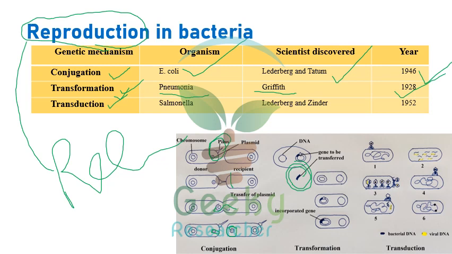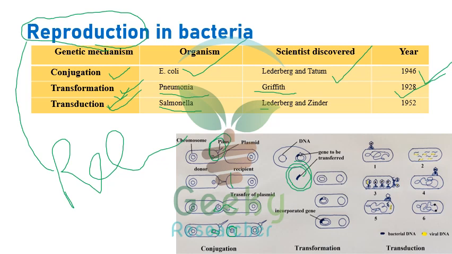The last one is transduction. Very simple, it is also called phage mediated gene transfer. A bacteriophage is involved in this process for the transfer of genetic material. This was first observed in Salmonella. The scientists who discovered it are Lederberg and Zinder in 1952.